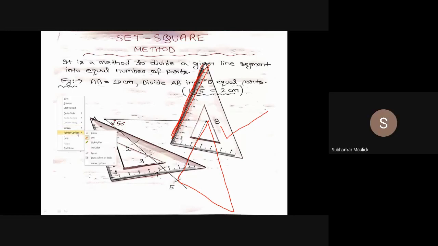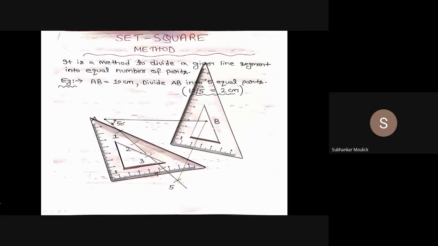Okay, very simple. See, this is the AB line, this is the inclined line, this is your fifth arc point, and this is 5B. Fine. This is my 45, 45, 90 set square. In this set square, it is very clear that this end is the perpendicular end, this end is the base end, this end is the hypotenuse end.